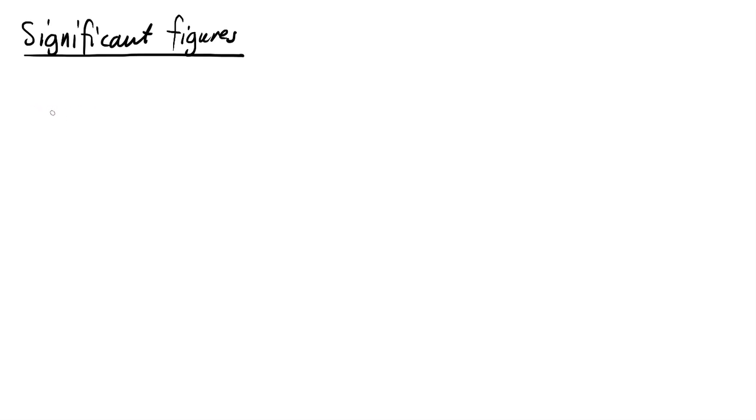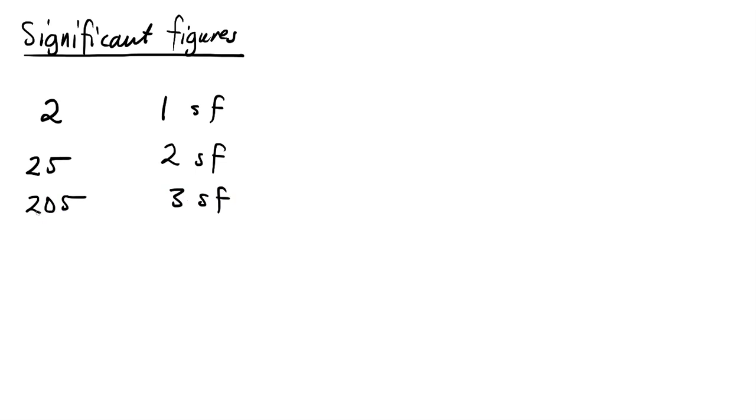So let's take some examples. For example, the number 2 has one significant figure. Let's write SF. It has one significant figure. And 225 has three significant figures. 205 has three significant figures, because here I have a 0, but it's not at the start and not at the end.